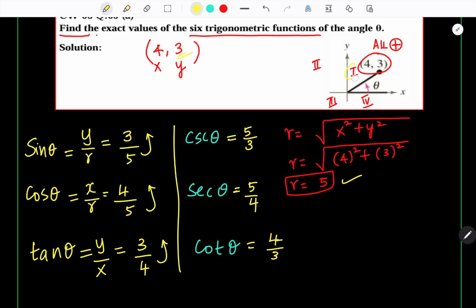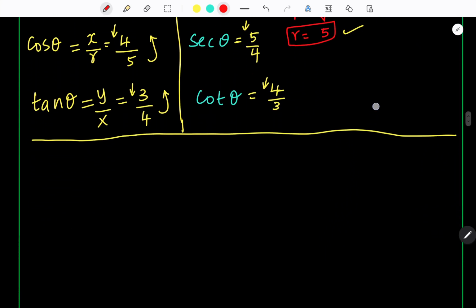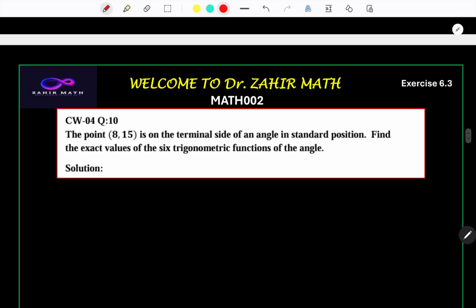I said all the things should be positive, right? Positive, positive, positive, positive, positive, positive. Lovely, right? Yes. So in this way, we calculate the 6 trigonometric functions of theta. They can sometimes also be called trigonometric ratios. Same words: trigonometric ratios are trigonometric functions, right? Let's go to the next question.